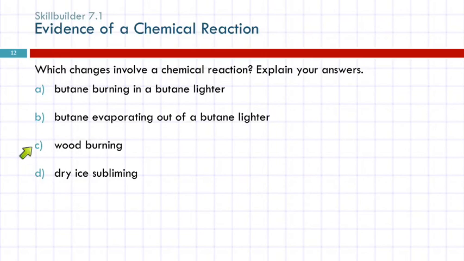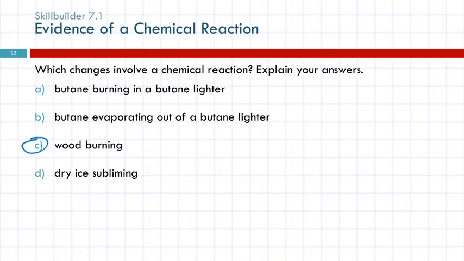What happens when we burn wood? It turns to ash. So its color has changed. Is there heat or light given off? Yeah. So we've got multiple forms of evidence, right? So this is definitely a chemical change. Are any of the others chemical changes, chemical reactions? No.